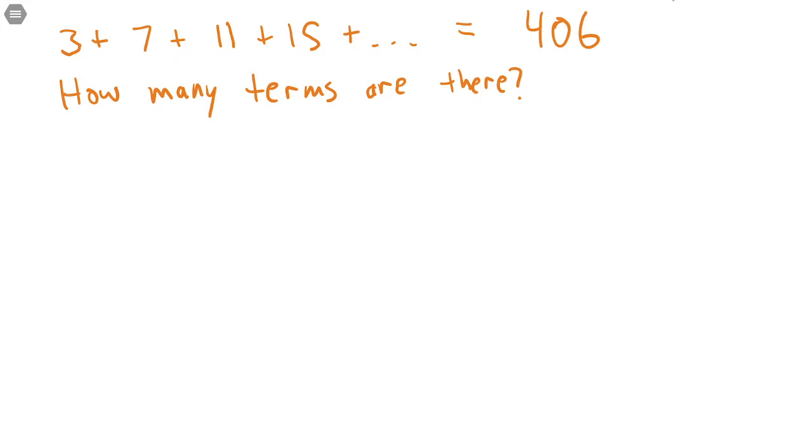Hi everyone! In this video I've got an interesting arithmetic sequence question. What makes this question interesting is we don't know how many terms there are, which is kind of backwards. Usually you know the number of terms and you're trying to work with that. So we know that it's 3 plus 7 plus 11 plus 15 plus some unknown number of terms, sums to 406.